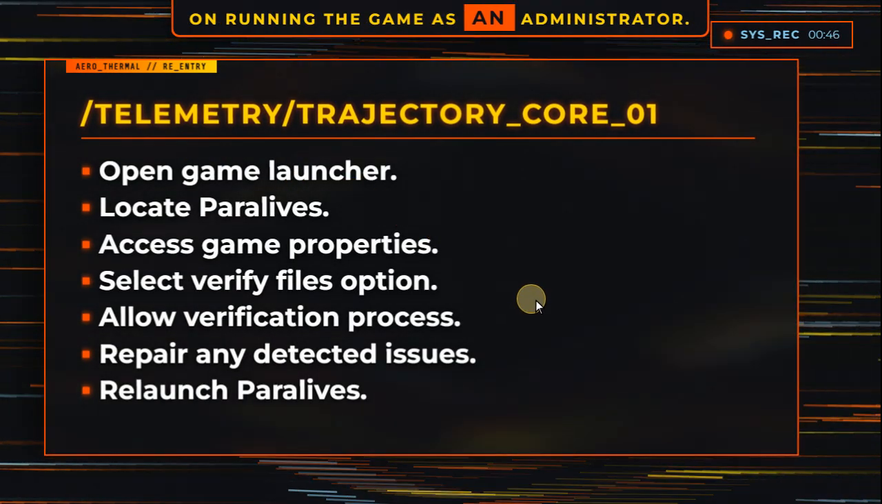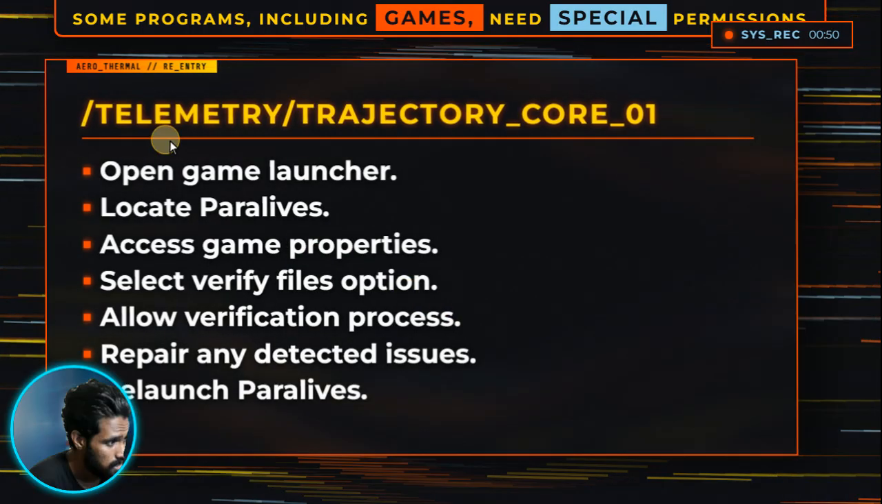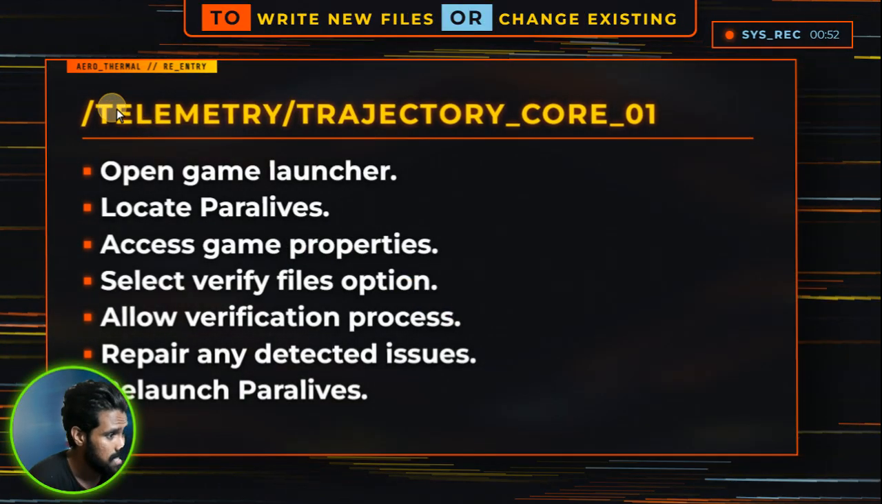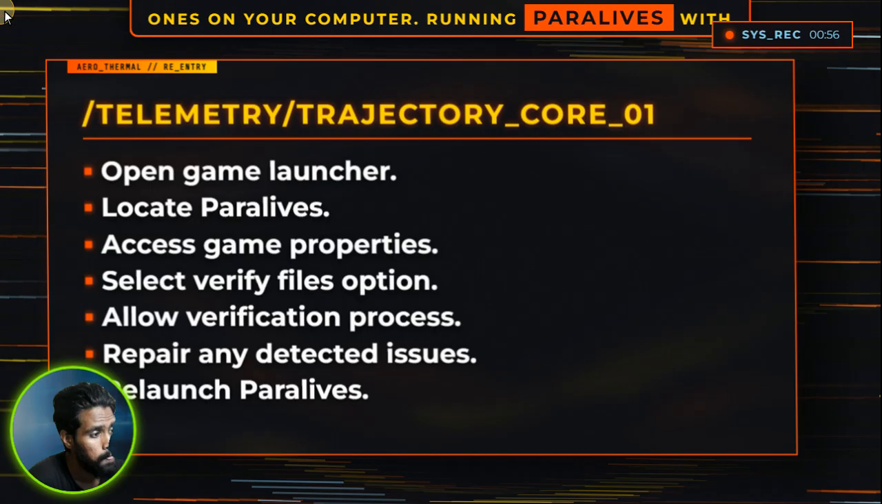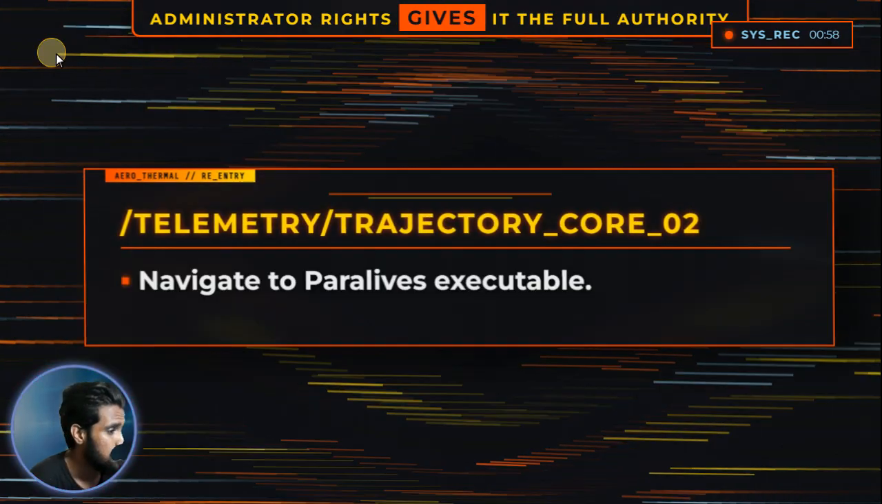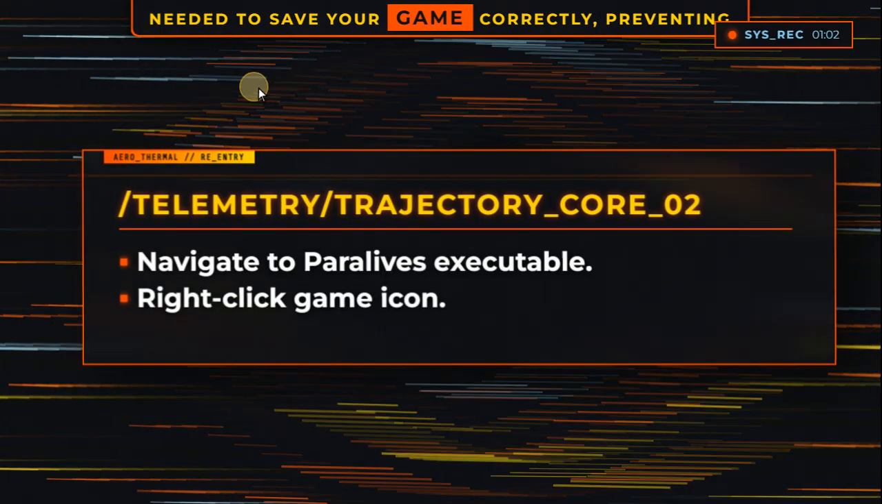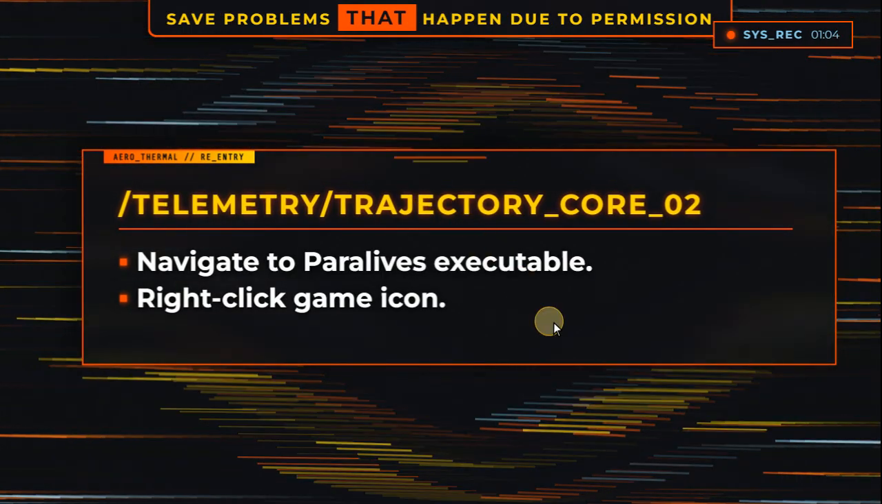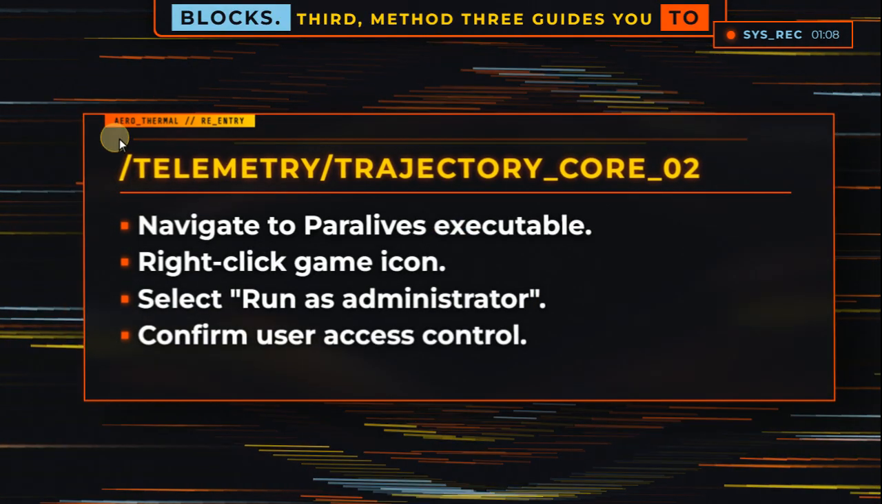Next, method 2 focuses on running the game as an administrator. Some programs, including games, need special permissions to write new files or change existing ones on your computer. Running Paralives with administrator rights gives it the full authority needed to save your game correctly, preventing save problems that happen due to permission blocks.